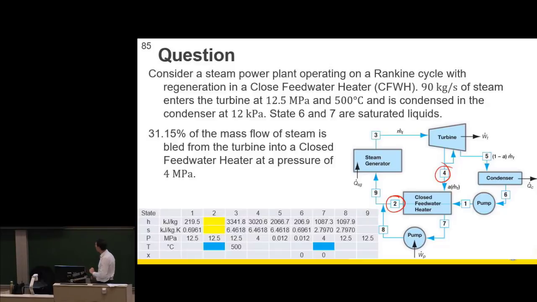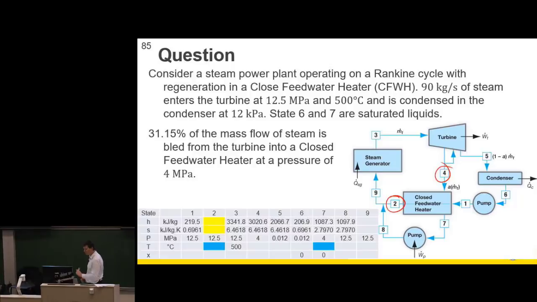It's probably worth having a go at calculating state point 2. Have you got a pen and paper? Because we've got time.